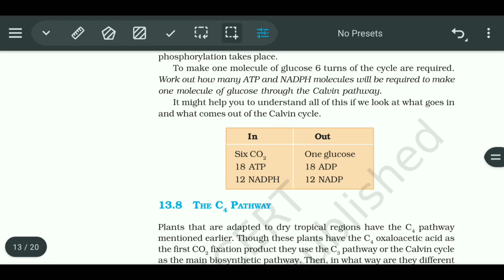See table. In and out. In: 6 CO2, out: 1 glucose. In: 18 ATP, out: 18 ADP. In: 12 NADPH, out: 12 NADP.